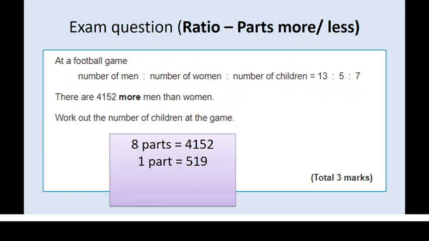Okay, so then if it's asking for us to work out the number of children at the game, well that's 7 parts because it's that number on the end there if we think about the order it's written. So you need to do 7 times 519. Again, you should be able to do this without a calculator. You should get an answer of 3,633. Okay, so well done if you got that correct.